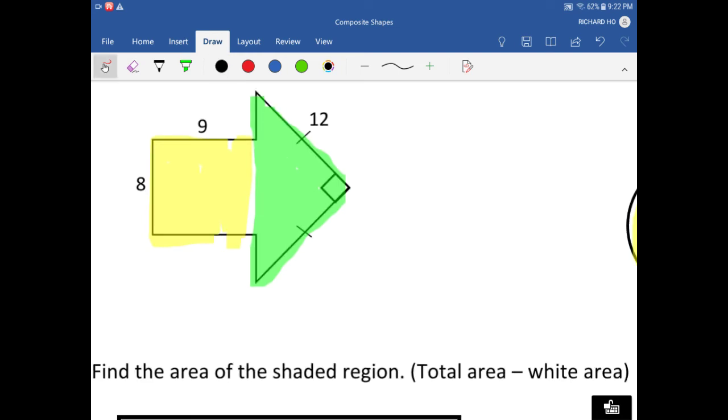So for the red one, it's a rectangle, so it's 9 times 8. Base times height, so A is 9 times 8, which is 72.